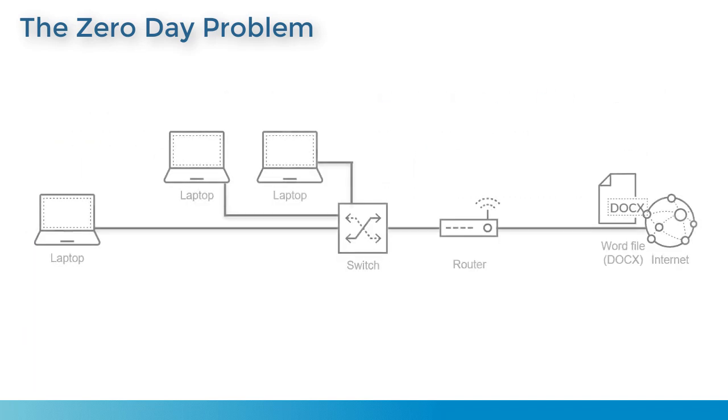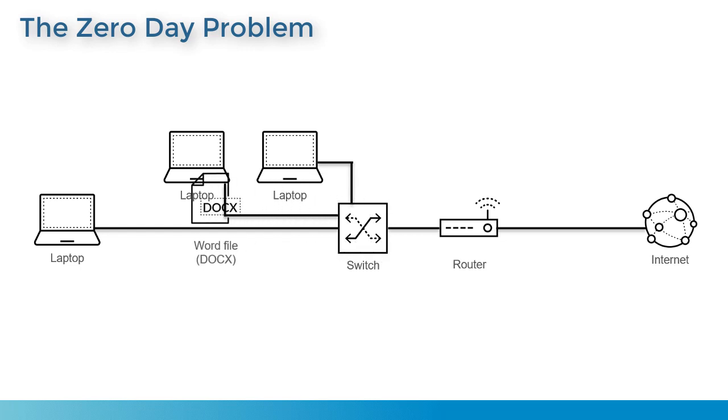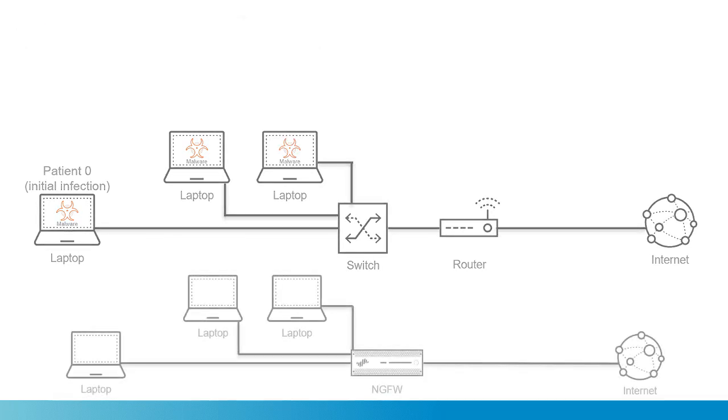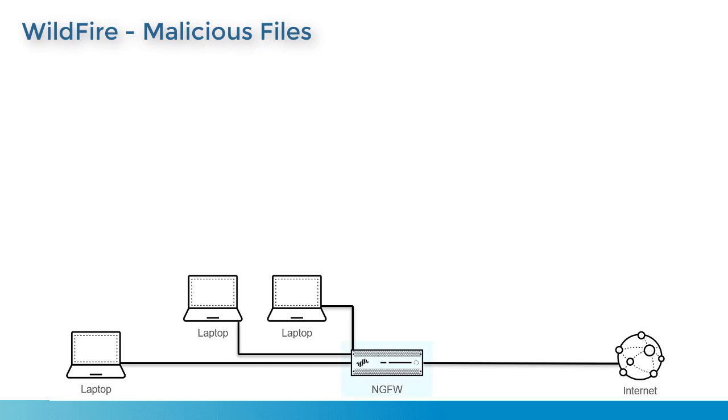The scenario was simple. A user downloads a file he thinks is benign, but turns out is malicious, and then that file is able to spread throughout the network without any impedance. When we introduce a Palo Alto Network's next generation firewall into the environment, when the user attempts to download that same file, the firewall can take a copy of that file.